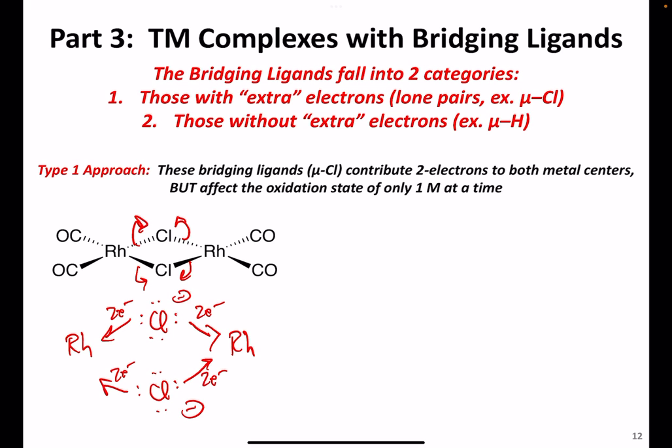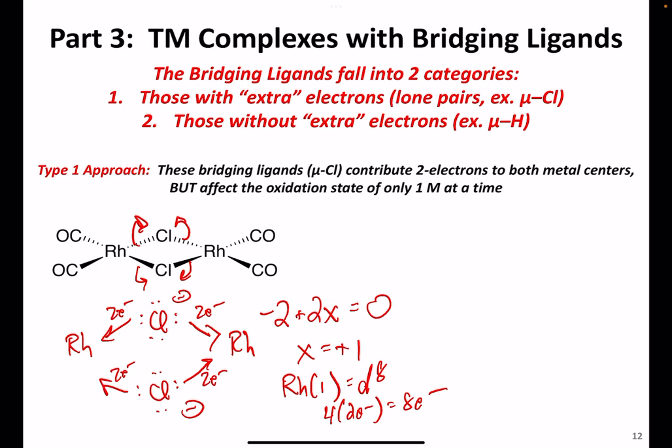However, when we're calculating the oxidation state, there are 2 chlorides, and so that's -2 overall. We have 2 rhodium centers. We haven't identified the oxidation state yet, but the complex is overall neutral, and so this means X equals +1, so it is rhodium 1. Rhodium 1 is d8, and so now that we have d8, we have 4 2-electron donors. That contributes 8 more electrons for 16 electrons total.